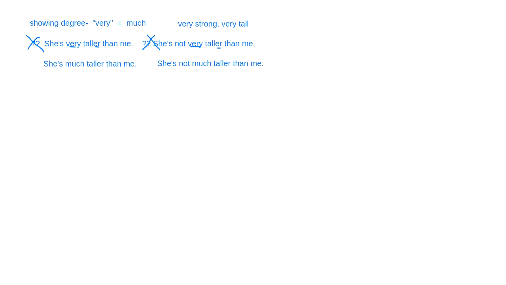So she's not much taller than me. What that means is she is taller than me, but just maybe one inch. She's a little bit taller than me. Very good. These two have the same meaning. She's not much taller than me means maybe 1 inch. She's a little bit taller than me. That's the same meaning, maybe just 1 inch. Okay.